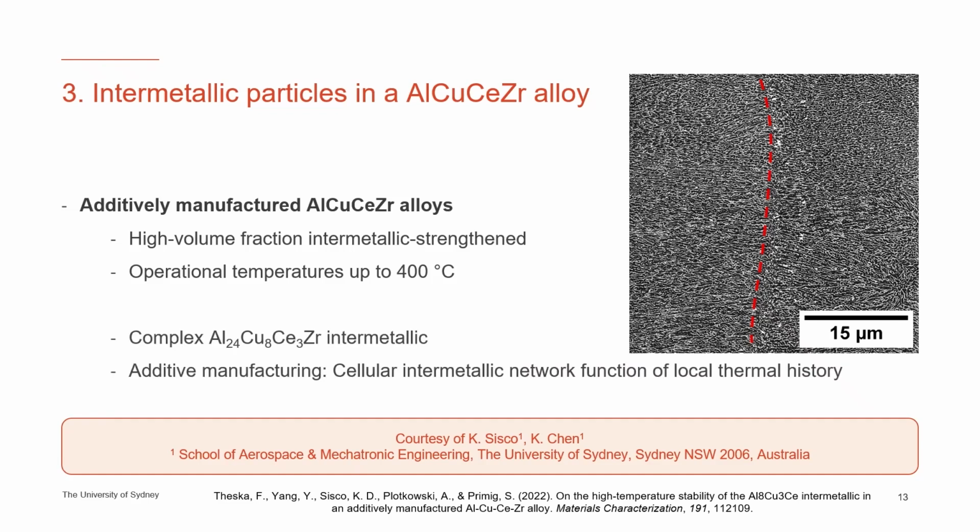The intermetallic phase itself is rich in aluminium, copper, and cerium and allows the dissolution of some zirconium. Through additive manufacturing, the cellular network that's formed by this intermetallic is a function of the local thermal history, as we can see a morphology change between melt pool boundaries and melt pool interiors. To learn more about these manufacturing processes and the properties of this material, please follow the work by Kevin Sisko and Kirk Chen.